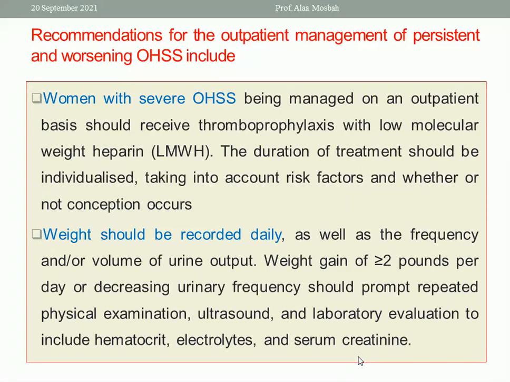Patient may be advised to take low molecular weight heparin as a thromboprophylaxis daily, especially if she carries risk factors. Weight should be recorded daily, and weight gain equal to or more than 2 pounds per day or decreasing urinary frequency should prompt repeated physical examination, and must do ultrasound and the lab evaluation, including serum creatinine, electrolytes, sodium and potassium, and hematocrit percentage.